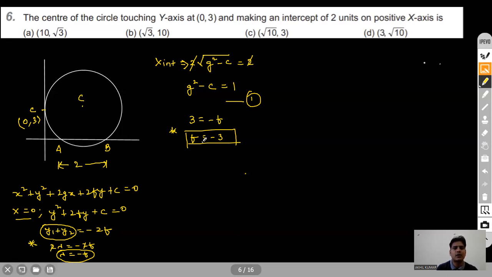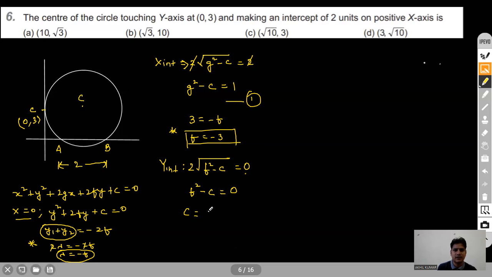So we got the value of f here: f is equal to minus 3. And what is the y-intercept actually? The y-intercept we give as 2 under root f square minus c, which is equal to 0 in this case. So f square minus c is equal to 0. Okay, so c comes out to be f square. C is equal to f square.